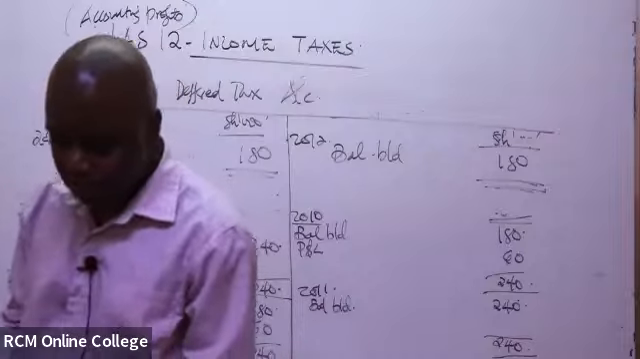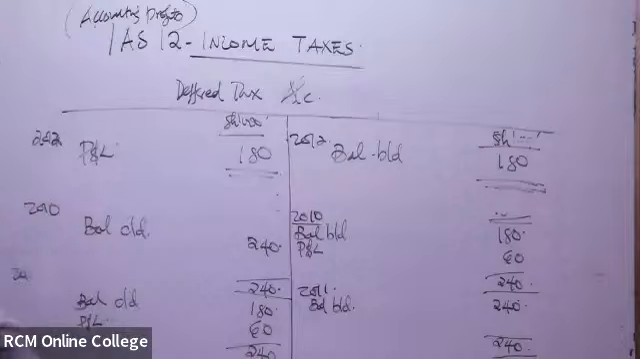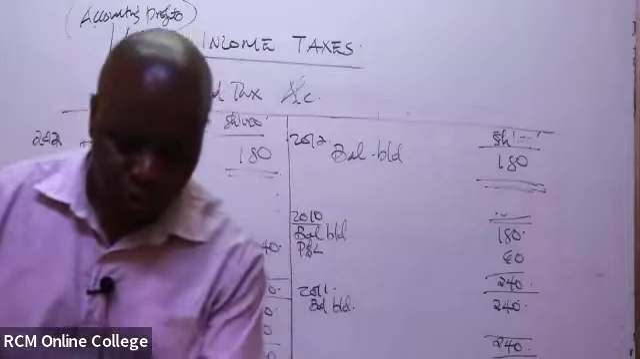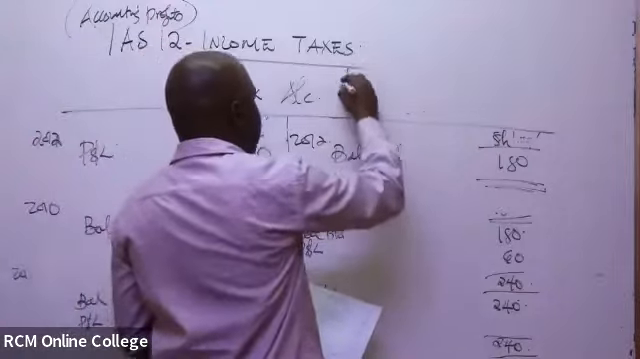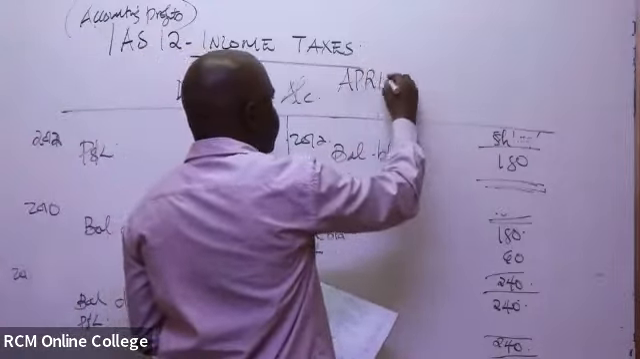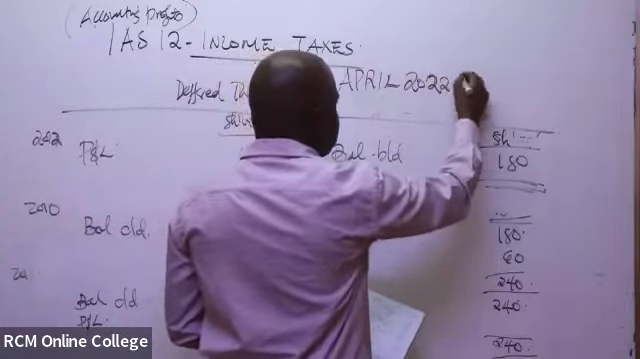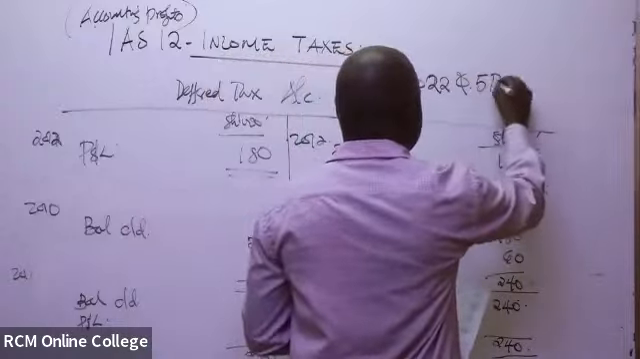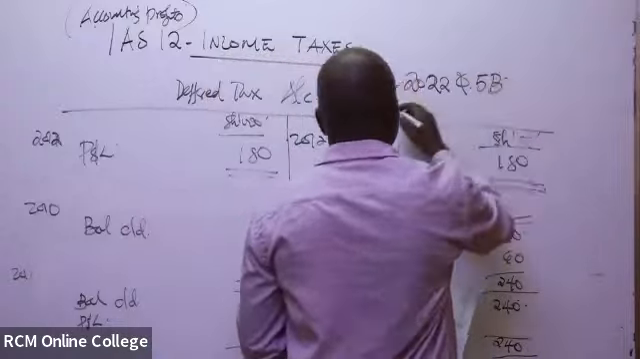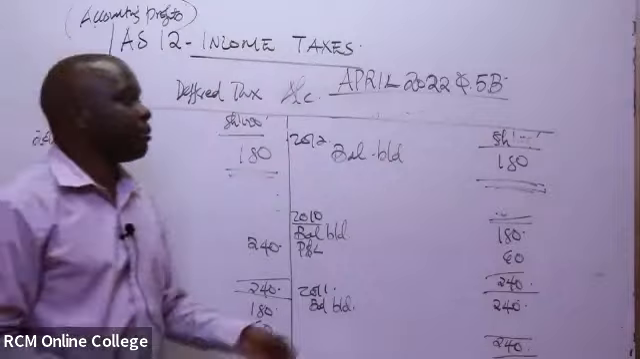We can end there. But now I leave a question so that you can also look at it. So April 2022, maybe we look at it in our class before we start the next area. It is question number 5B. So take note of this particular question. You can attempt it as an assignment. April 2022, question number 5B.